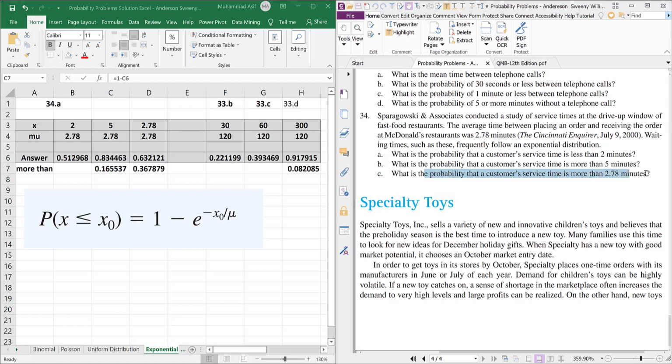And the last part is: what's the probability that a customer service time is more than 2.78 minutes? Now again, that's about the right side. So again, first of all, we will do it in two parts. In the first part, we will calculate the normal one, the probability of less than 2.78, and in the next part we will subtract it from 1. So 2.78 is x, mu is also 2.78, and that gives us a probability that it will be less than 2.78 of 63%, and this is the probability that it will be more than that.